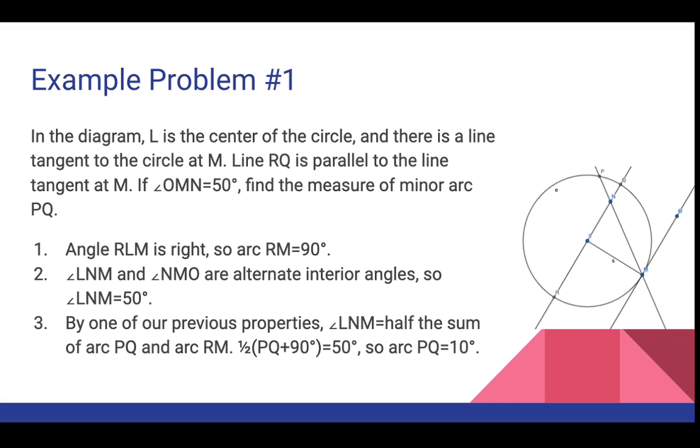And we are also given that angle OMN is equal to 50 degrees. But this is also equal to angle LNM. Why? Well, they're alternate interior angles, since remember that RQ is parallel to MO.